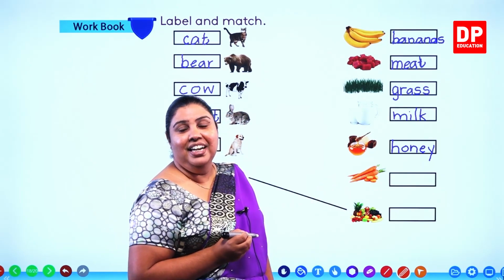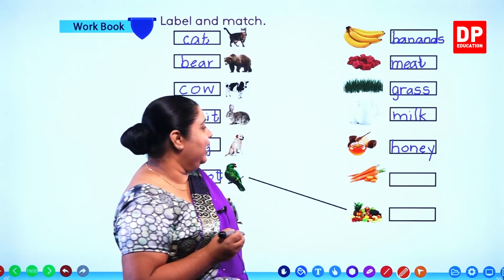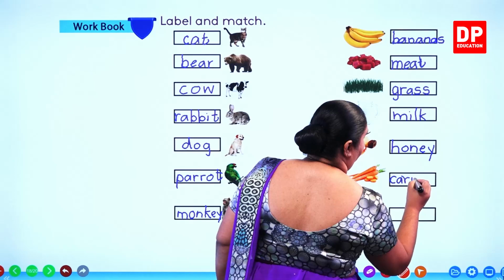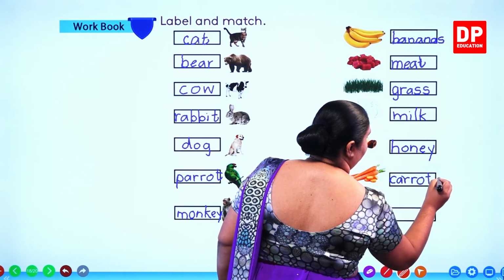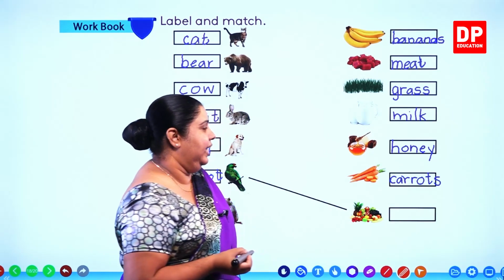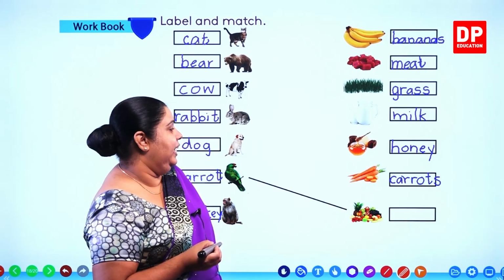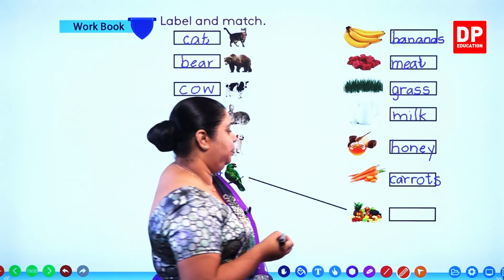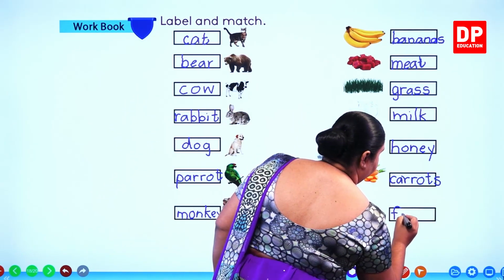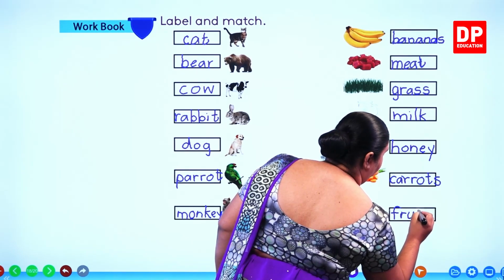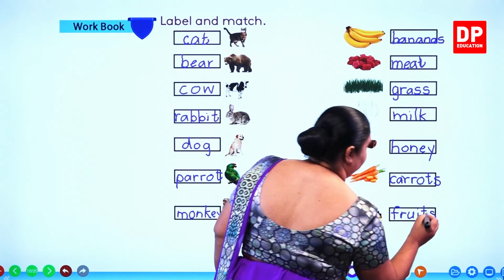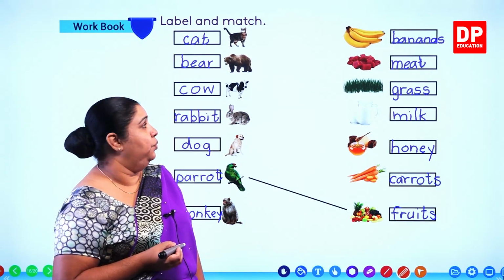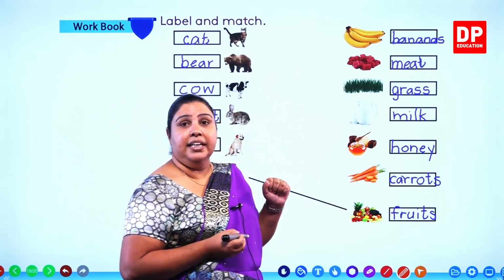Then we have carrots. Carrots. C-A-R-R-O-T-S. Carrots. Then finally we have fruits. Fruits. F-R-U-I-T-S. Fruits.